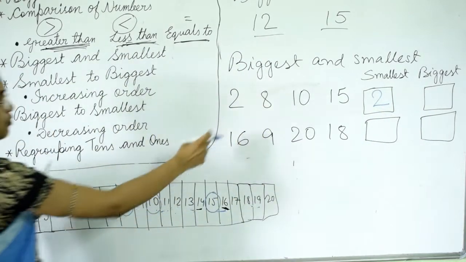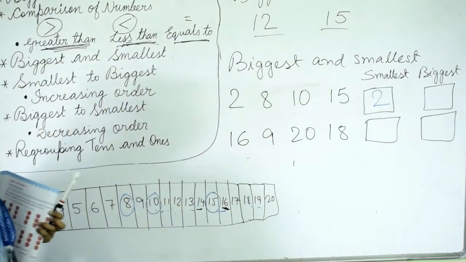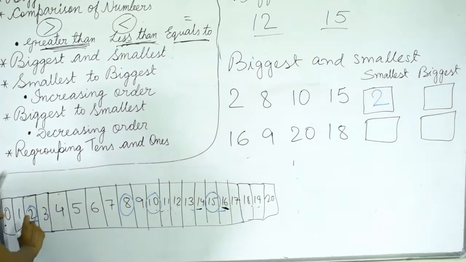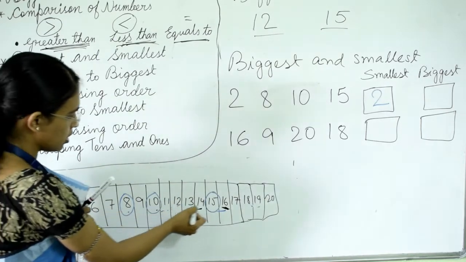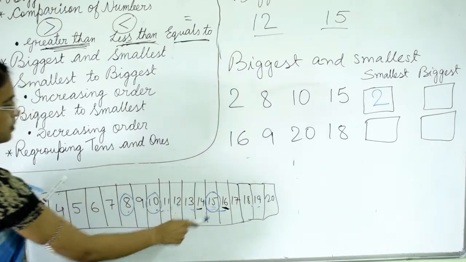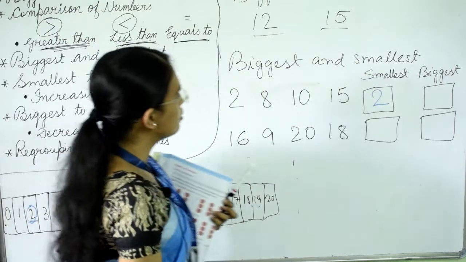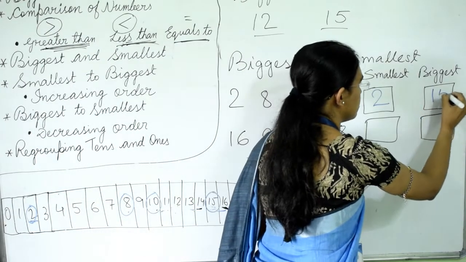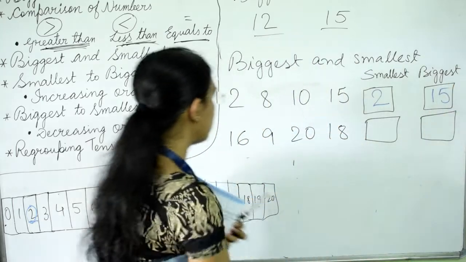Then among these 4 numbers we have to find out the biggest number also. So 2 is here, 8 is here, 10 here and 15 here. Which one is far away from 0? Which number is far away from 0 among these 4 numbers? 15. So that means 15 is the biggest number among these 4 numbers.